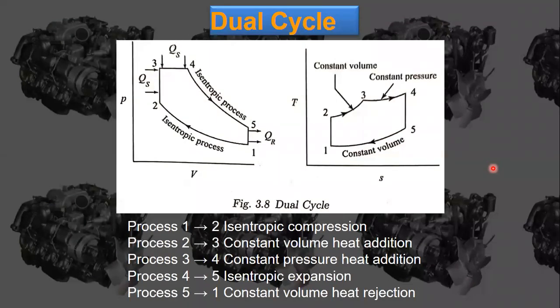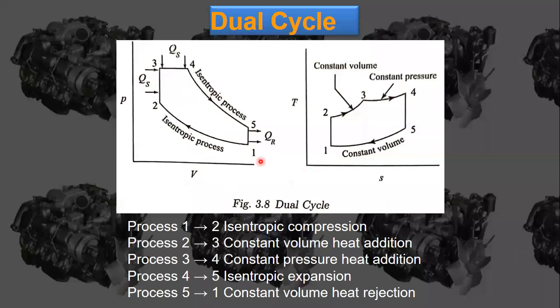Coming to the dual cycle, these are the several processes we are going to have. 1 to 2 isentropic compression, 2 to 3 constant volume heat addition, 3 to 4 constant pressure heat addition, 4 to 5 isentropic expansion, 5 to 1 constant volume heat rejection. The dual cycle is nothing but we are going to add heat both at a constant pressure and a constant volume.